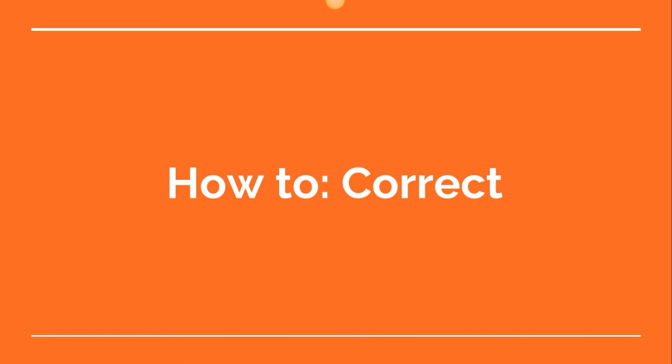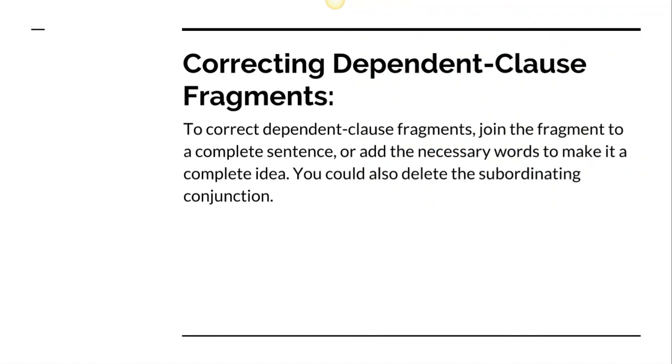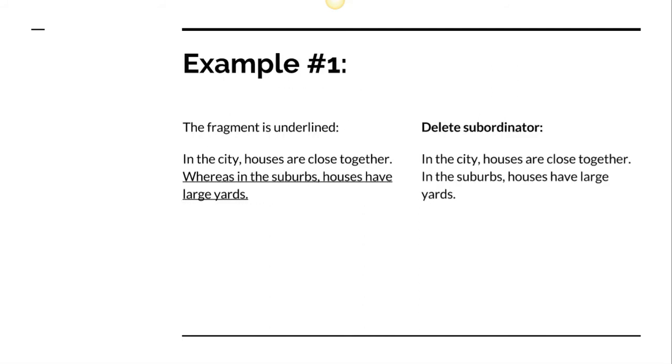Now we'll move on and talk about how to correct a dependent clause fragment. In order to correct dependent clause fragments, you have a few different options. First, you can join the fragment to a complete sentence, or you can add the necessary words to make it a complete idea on its own. You could also delete the subordinating conjunction. Next, I'll have a few examples of corrections for you to look at.